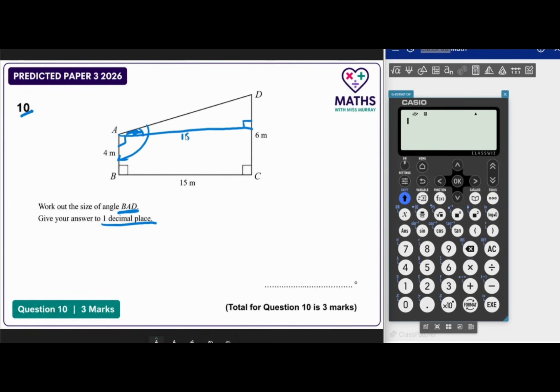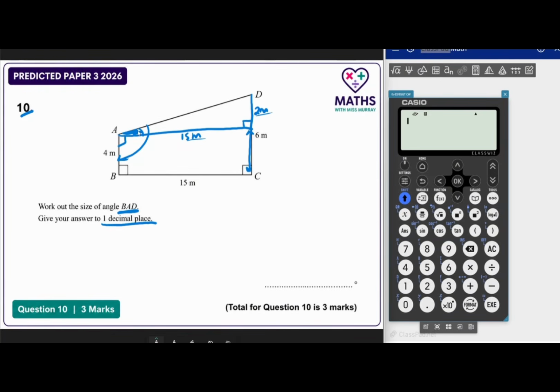So I know that this is 15 meters. Can I work out this little bit here? Well, I know that the whole length is 6, and this length from here to here is 4. So that must be 2 meters there. So I've now got a right angle triangle with 2 sides, and I've got to find an angle.